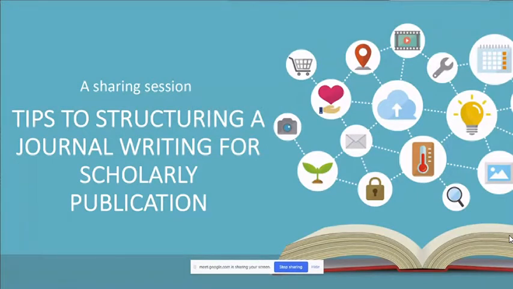So what I'm going to do today is share some tips on structuring a journal writing for scholarly publication. Means that these are the metrics, these are the steps, or these are the attributes that you have to have in your paper in order for you to increase your chance to be accepted into the journal publication. So first and foremost, welcome, right?